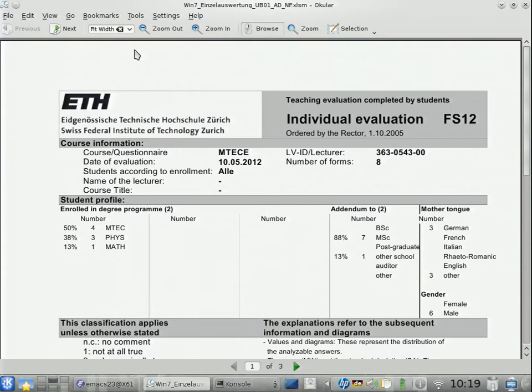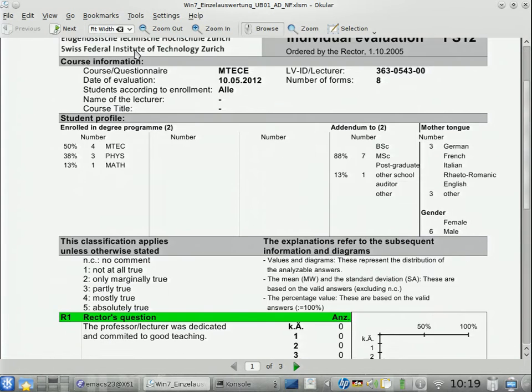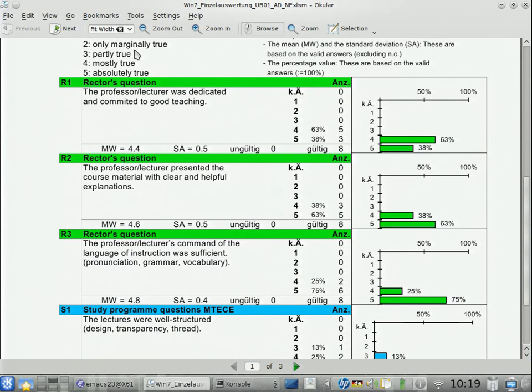So the number of MTech students, 4, the number of physics students, 3, I think, except for Vahan, there was no other physics student, right? What department are you in? MTech. Okay. So I'm one person from Mars, and then you see here most of them were master students. So I scroll through this. There is the first block: 1, 2, 3 are the rector's questions, and this is all.